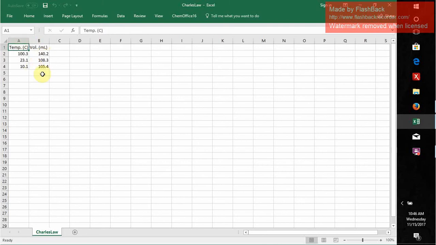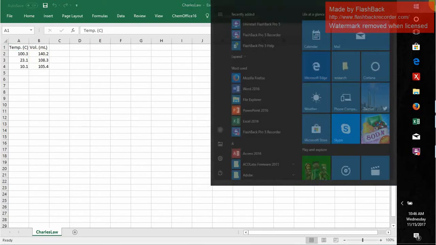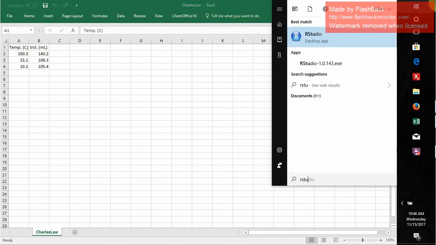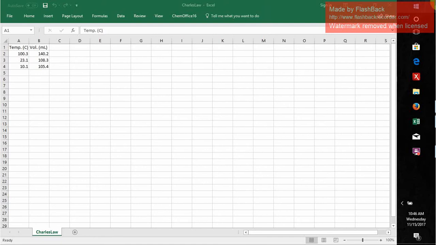So we have these two columns. So we really have three data points, right? And each data point has a temperature component and a volume component. I want to go ahead and generate the XY scatter plot in RStudio. So let's go ahead and open that up.